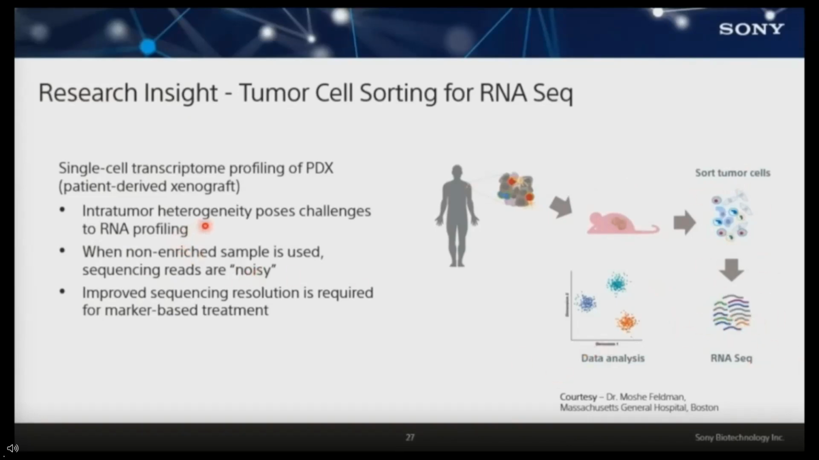Well, intratumor heterogeneity poses challenges to RNA profiling. When you run non-enriched samples, sequencing reads could be noisy, or what's really the read that you want to go with. You have to make a call on something. The purer your sample, the better your reads are going to be. So you need to improve sequence resolution for marker-based treatment calls, to understand maybe expression profiles of the cells of interest. You need these improved sequencing resolutions.